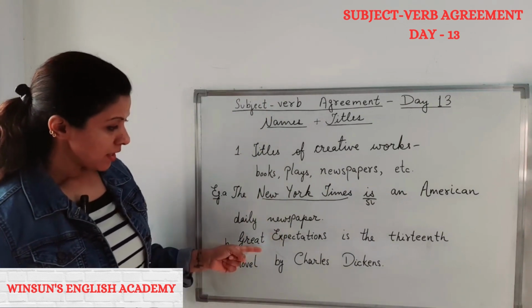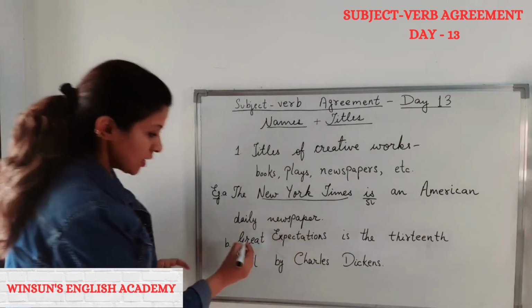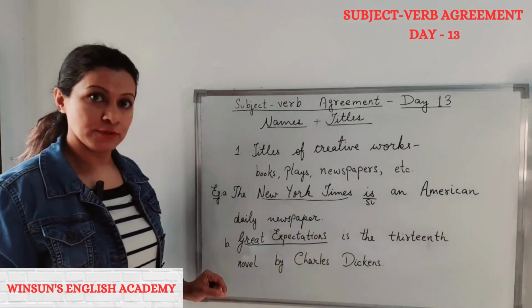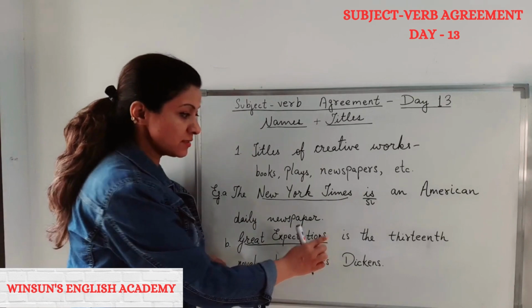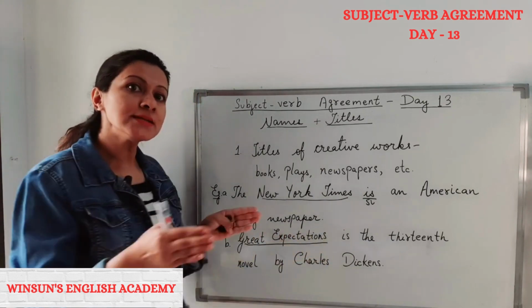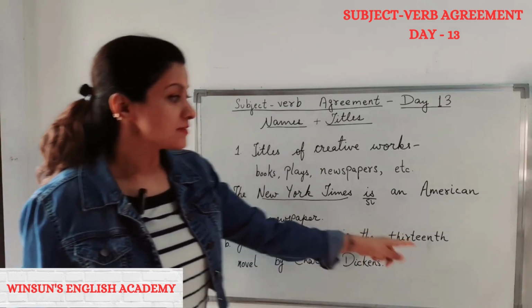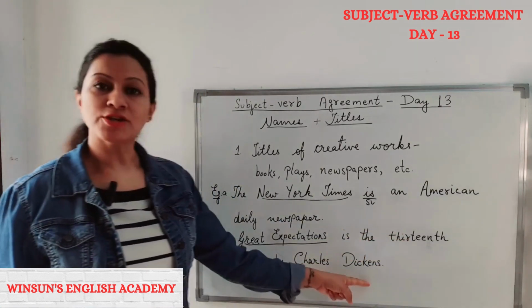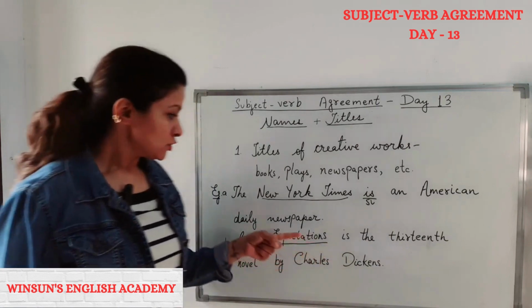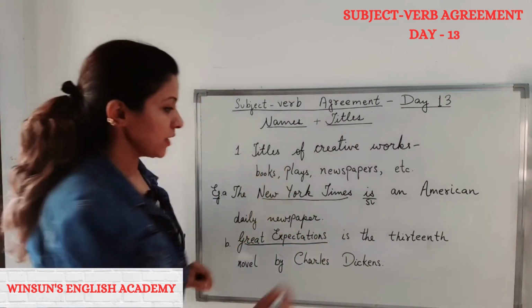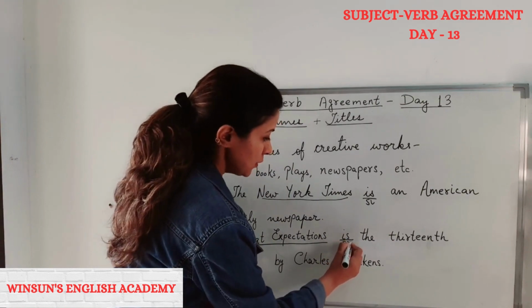Look at this one. Great Expectations is the name of the novel. Although we have an S, this doesn't mean it's plural. It's the name with an S. So Great Expectations is the 13th novel by Charles Dickens. So these two are one in number. They are singular. That is why we have taken the singular verb.